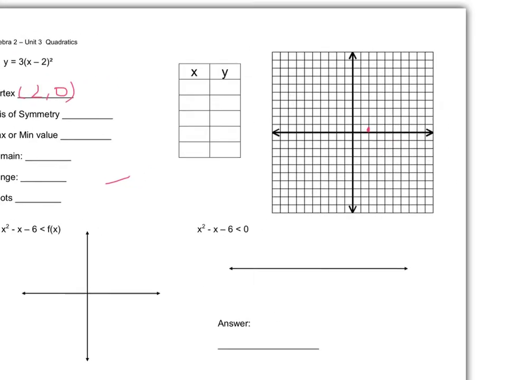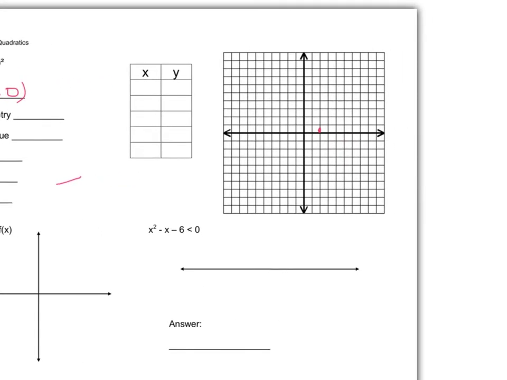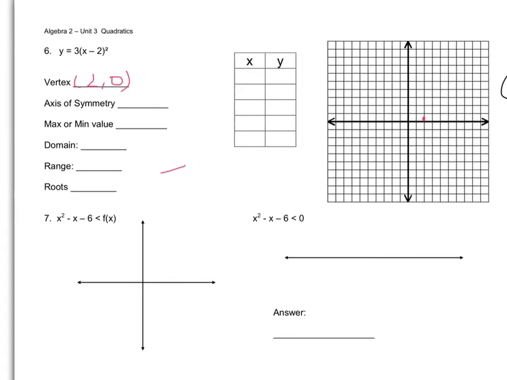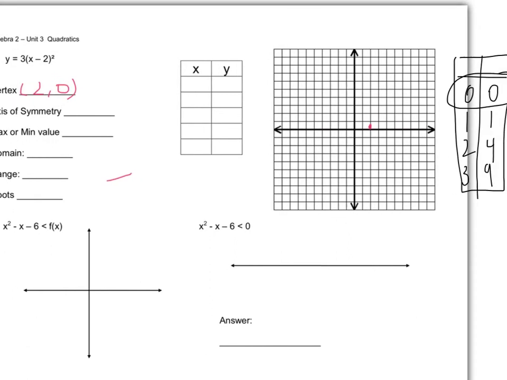So it's not going to be exactly like the parent table, but you can use the parent table to graph. So the parent table is going to be 0, 0, 1, 1, 2, 4, 3, 9, and so on. Now what you can do is, you know that the vertex, usually before it's 0, 0, is now 2, 0. And let me write down the equation, y equals 3 times (x minus 2) squared. So the a is 3.